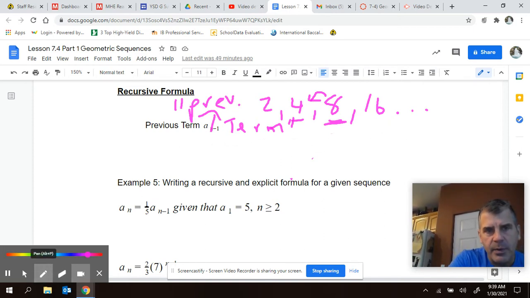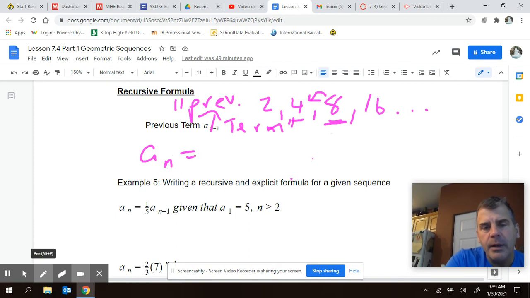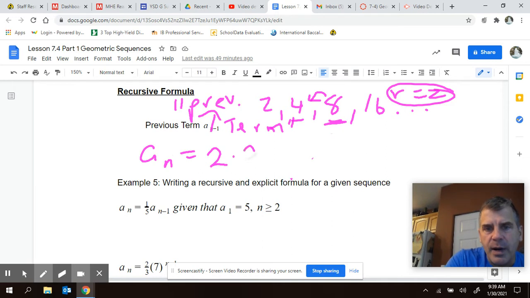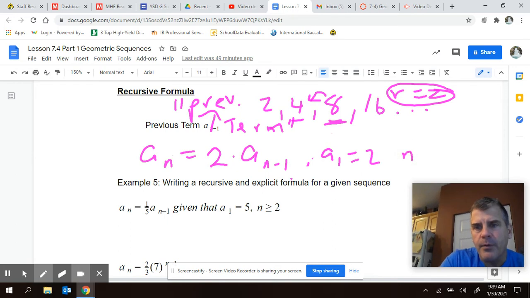To write its recursive formula. Okay, so here we go. The nth term is found by taking our common ratio. The common ratio here is 2. Make note of that. And then we're going to multiply that, and we always just write the previous term. We're taking 2 times the previous term, given that the first term in this case is 2, for all values of n greater than or equal to 2.